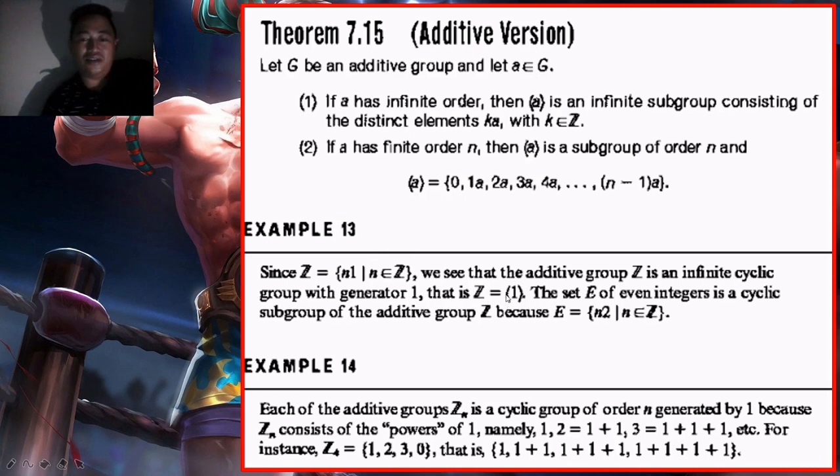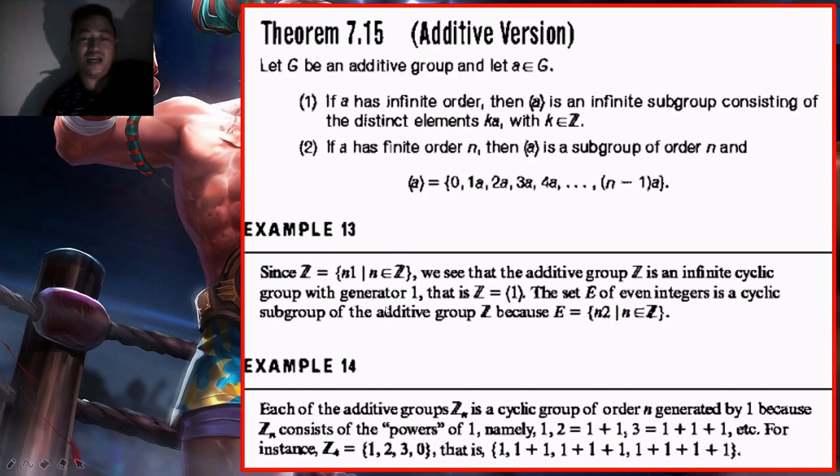That is, Z is equal to the cyclic group generated by 1. We see that the additive group Z is an infinite cyclic group with generator 1. So the set E, the even integers, including 0, is a cyclic subgroup of the additive group Z.